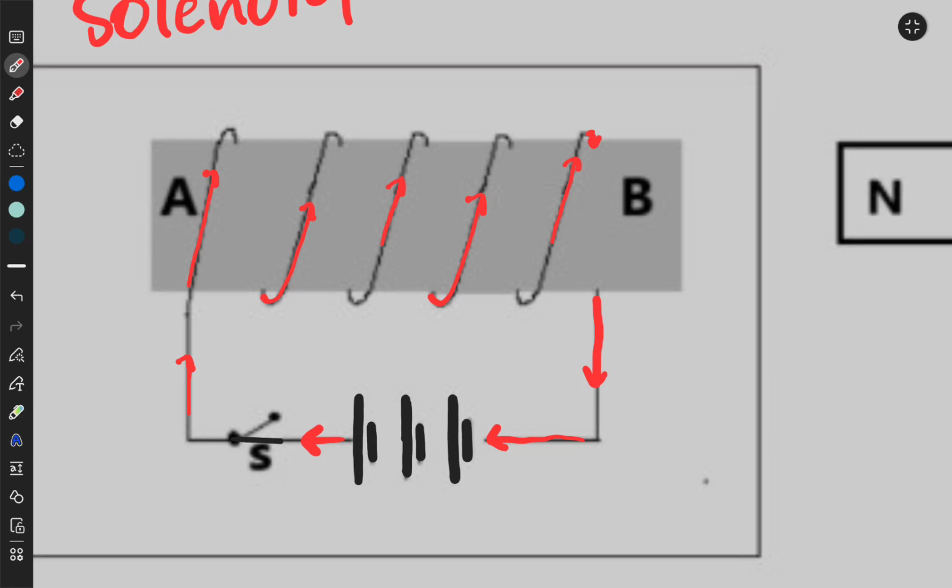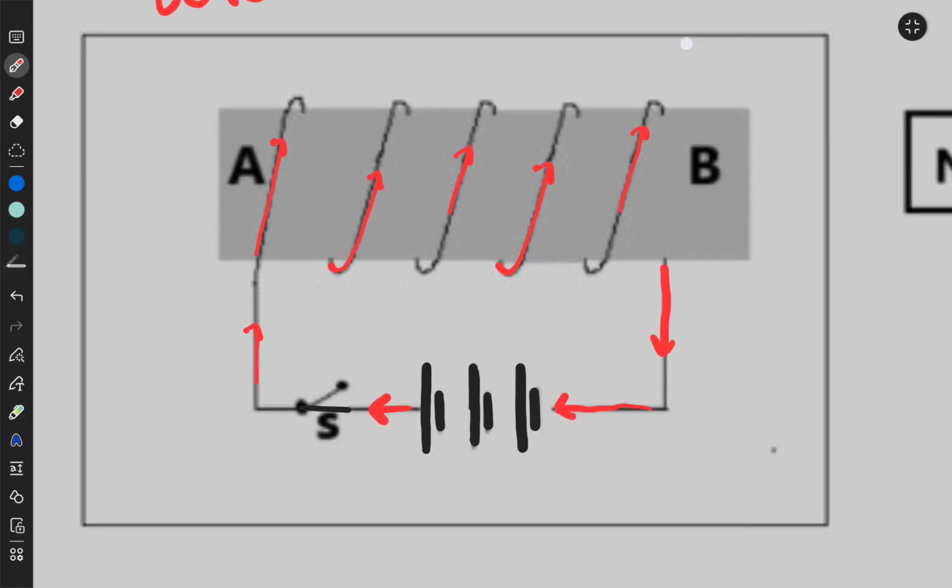Now remember what we said. As soon as you pass current through the entire solenoid, what you get is a magnet. The solenoid becomes a magnet. So it means B and A will have polarity. By polarity, I mean B will either be a north or a south pole. A will also either be a north or a south pole, because now it's a magnet. This whole thing is now a magnet. So how do we know if A is a north or south and B is a north or south? How do we know? So that's where the right-hand rule comes in now, if you remember.